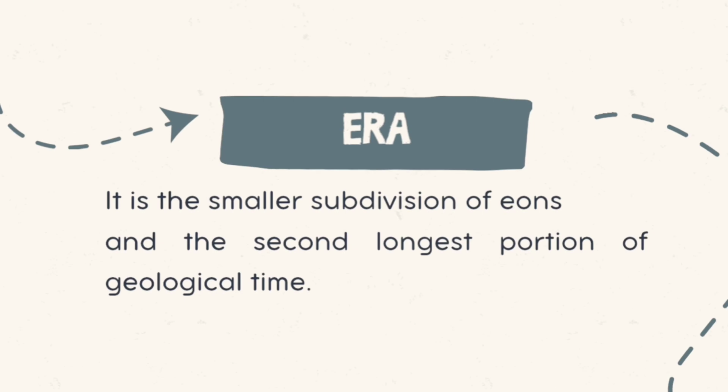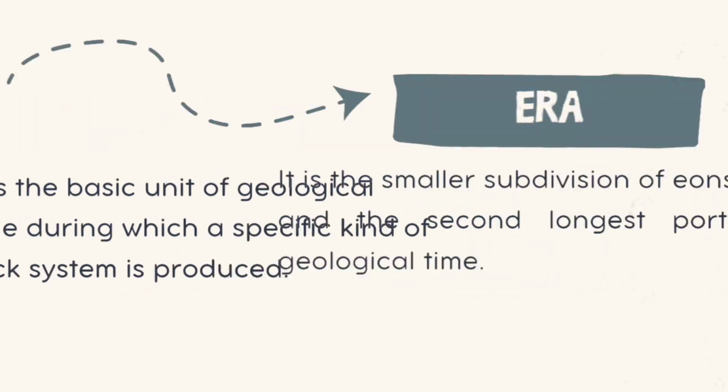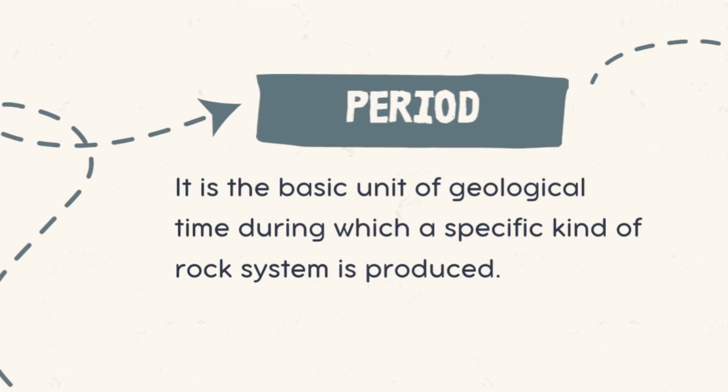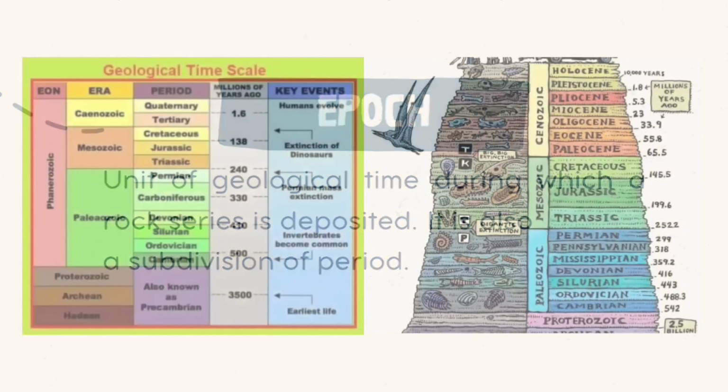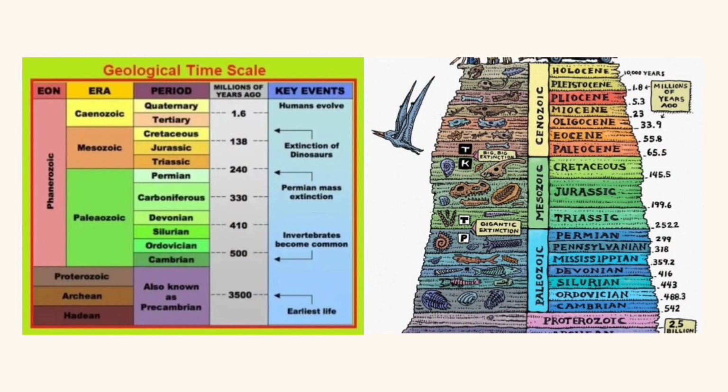We have era. It is the smaller subdivision of eons and the second longest portion of geological time. We have period. It is the basic unit of geological time during which a specific kind of rock system is formed. We have epoch. It is the unit of geological time during which a rock series is deposited. It is also a subdivision of period. Provided here is an example of a geologic timeline illustration, but it's kind of overwhelming to look at, right? Let's have a look at the key events of every subdivision.